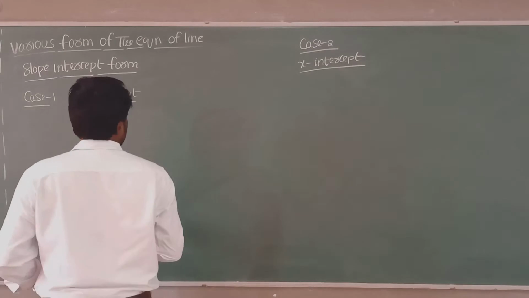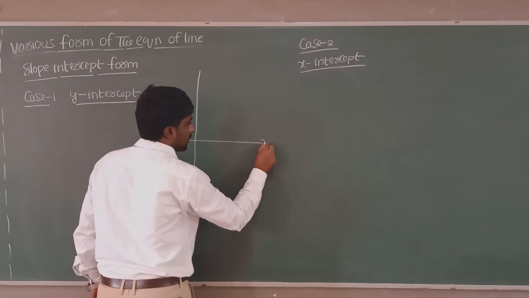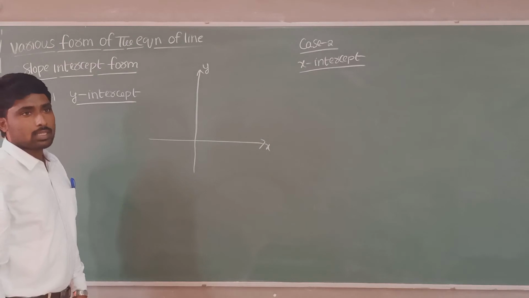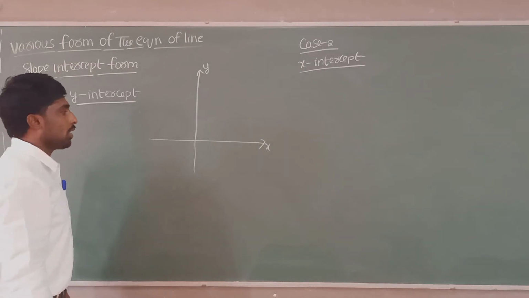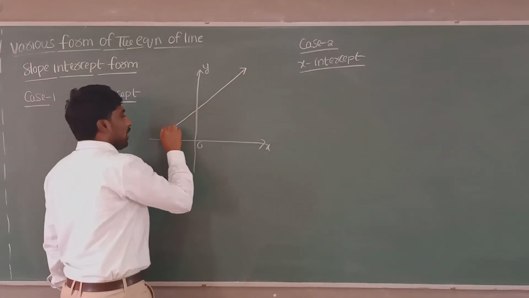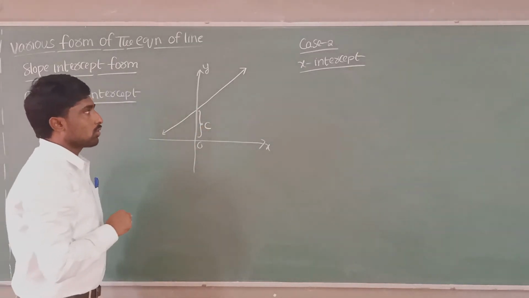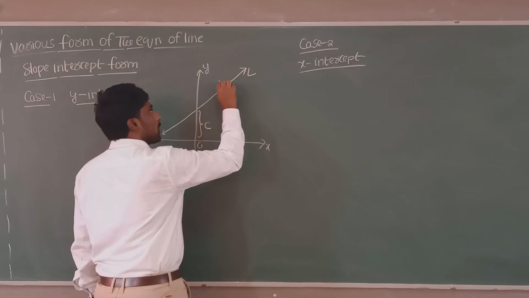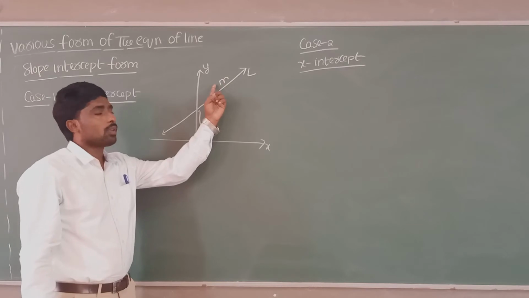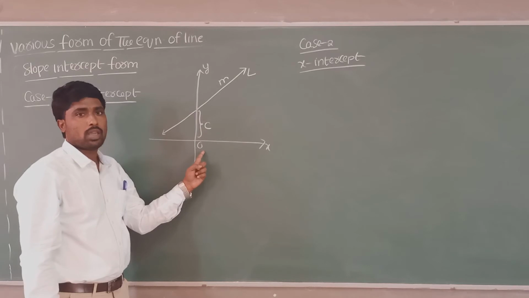You see here all of you, in the y intercept form, the diagram will be like this: this is the x axis, this is the y axis. Okay, a line cuts the y axis at a distance c from the origin. So this is c. Is it clear everyone? So this line is L, with slope m. Suppose a line L with slope m cuts the y axis at a distance c from the origin. Is it clear everyone?